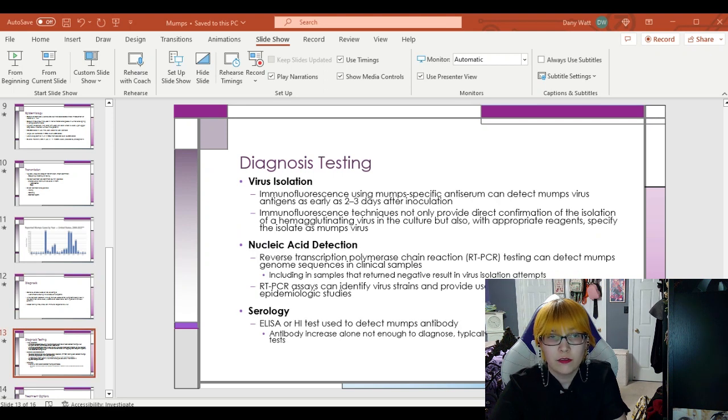So, virus isolation, that's going to be your saliva sample. That's immunofluorescence using a mumps-specific antiserum can detect the mumps virus antigens as early as 2 to 3 days after it's inoculated and incubated. And those techniques not only provide direct confirmation of the isolation, but they also, if you do it correctly, can specify the mumps virus itself. So it's not just going to show that you have a virus, it's going to show mumps specifically.